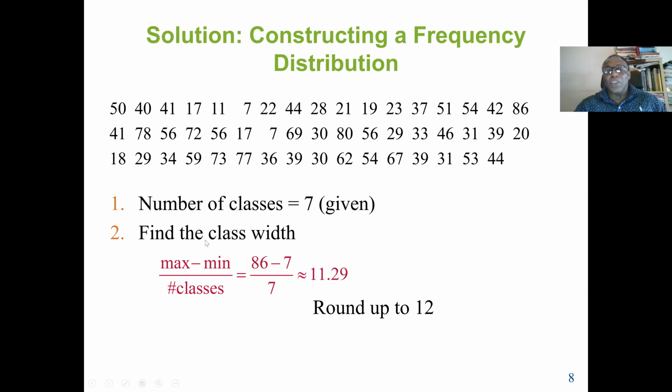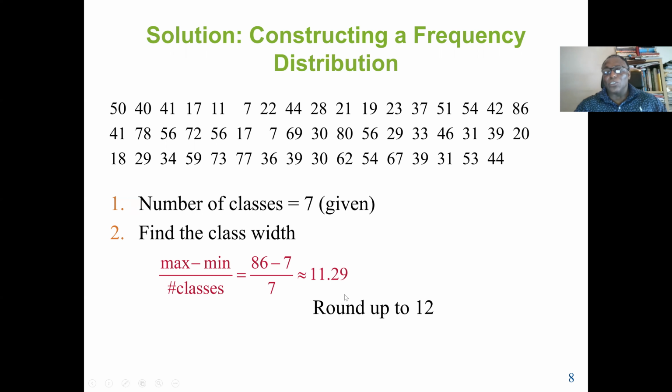Now here we say find the class width. The class width means the maximum value minus the minimum value, divided by the number of classes. So that gave me 86 minus 7, divided by 7. When we use the calculator, we approximately get 11.29.